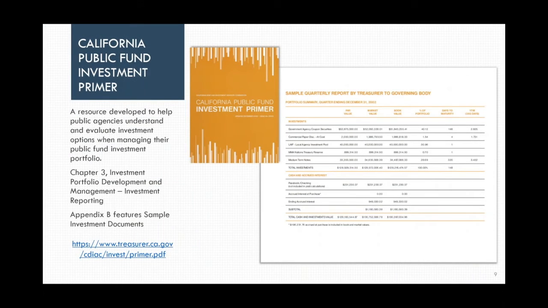The California Public Fund Investment Primer is a good investment resource, especially for those new to public fund investing. This document has a more textbook feel. It takes a more academic approach to investments, providing explanations of investment terms and concepts. Chapter 3 of the Investment Primer contains information on investment reporting requirements, covering much of what is in this presentation. Appendix B of the Primer features a sample quarterly report.